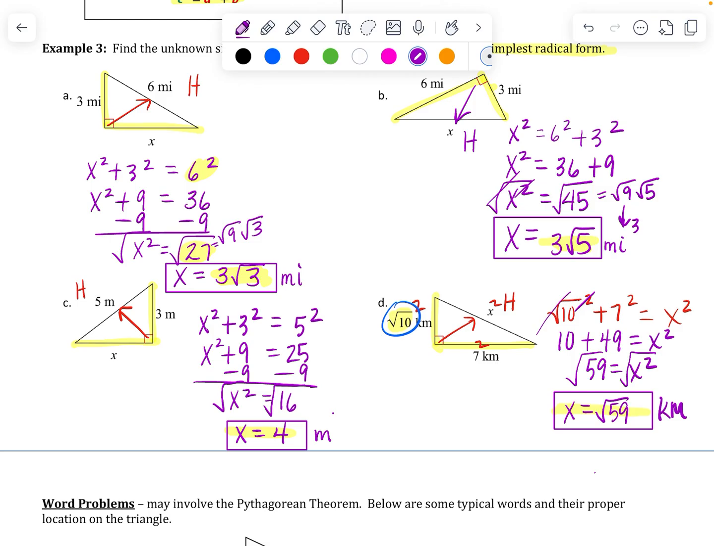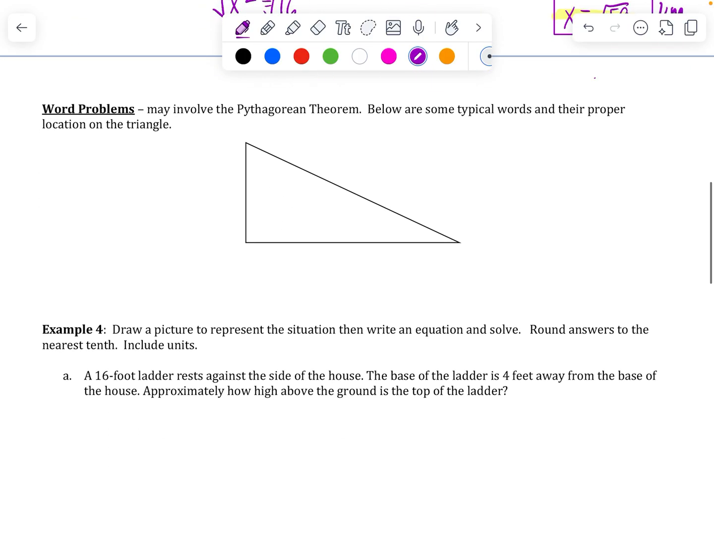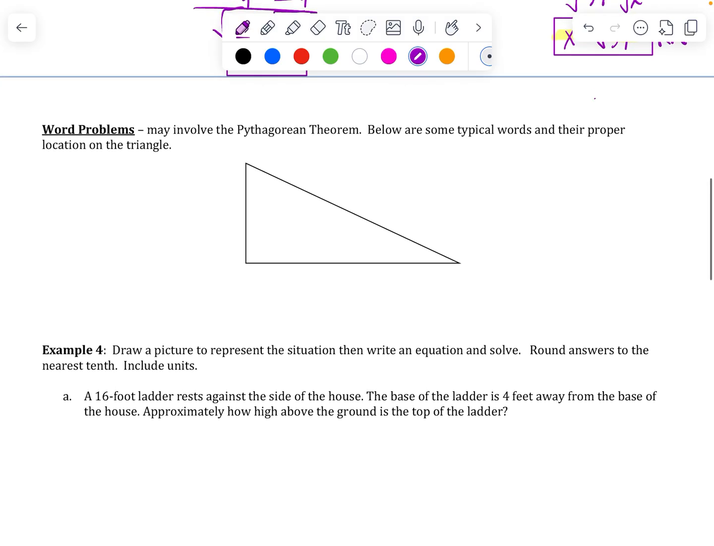Now, in my class, I don't take off if you don't have units unless it's a word problem. If it's a word problem, I'm going to take off points. So if we come down to the next example, you're going to see I am going to talk about word problems. So in these, it's definitely a case where I would want you to include units on your answer. I always want units on my word problems.